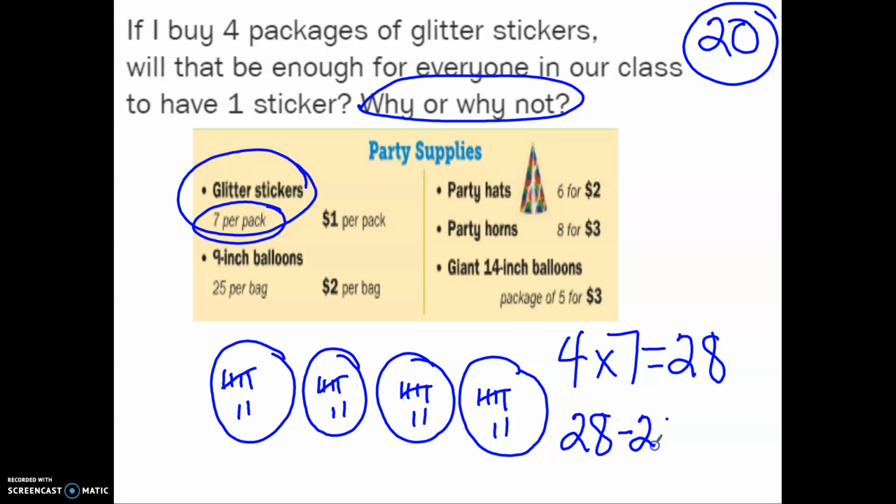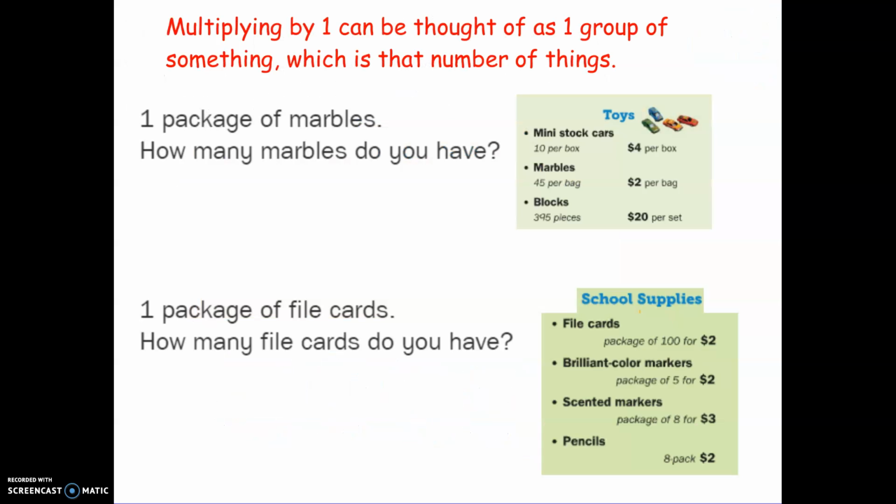Now, 28, and there's 20 in our class. I'm going to have 8 left over. So will I have enough? Yes, I'll have enough stickers for everyone to have a sticker because there's 20 kids in our classroom. And if I buy 4 packages, that's 28 stickers. I'm going to have extra. I'm going to give them to Mrs. Beyer and Mrs. Dalsing and Mrs. O'Brien. All right, we'll move on.